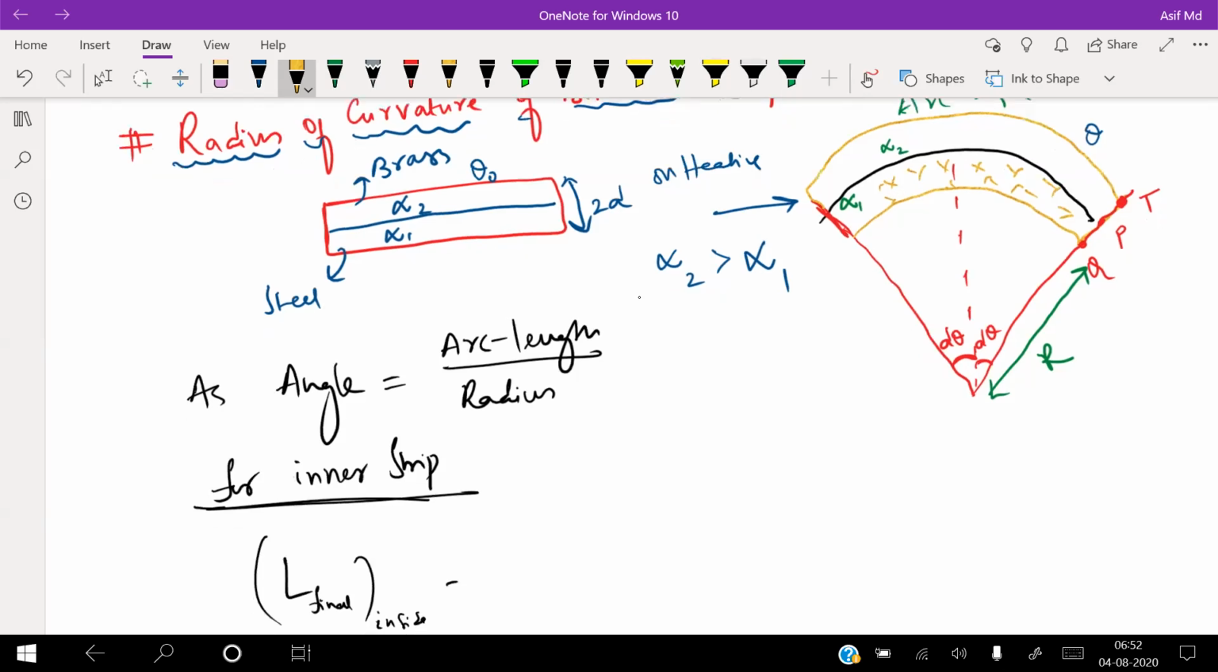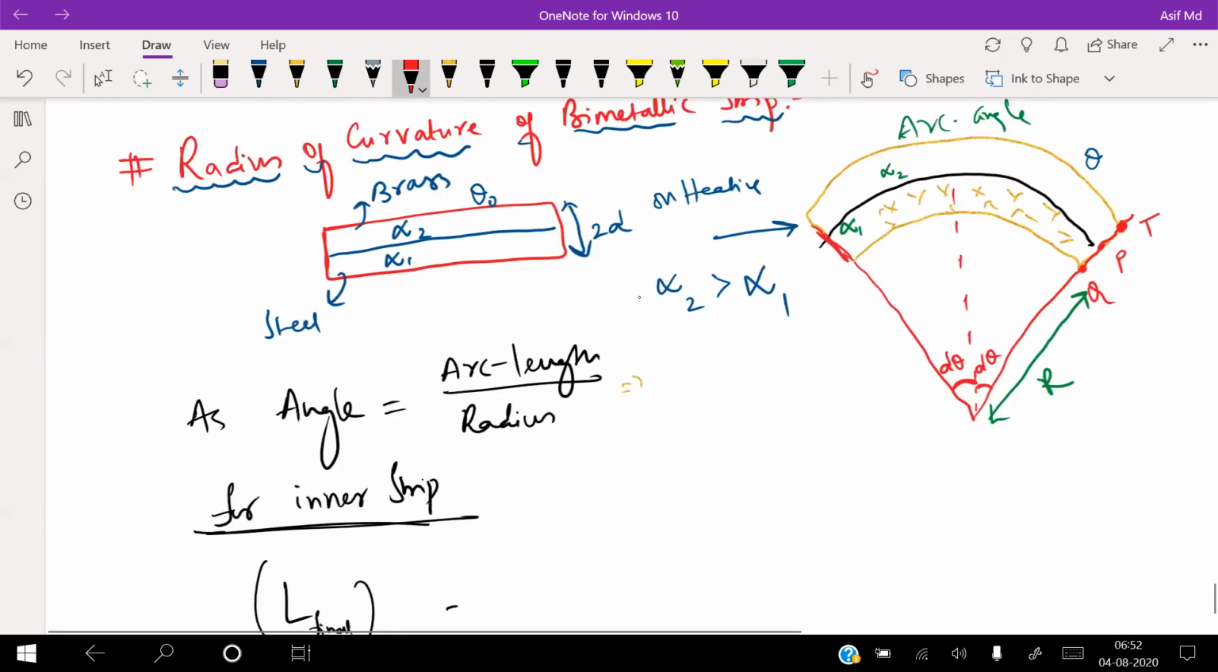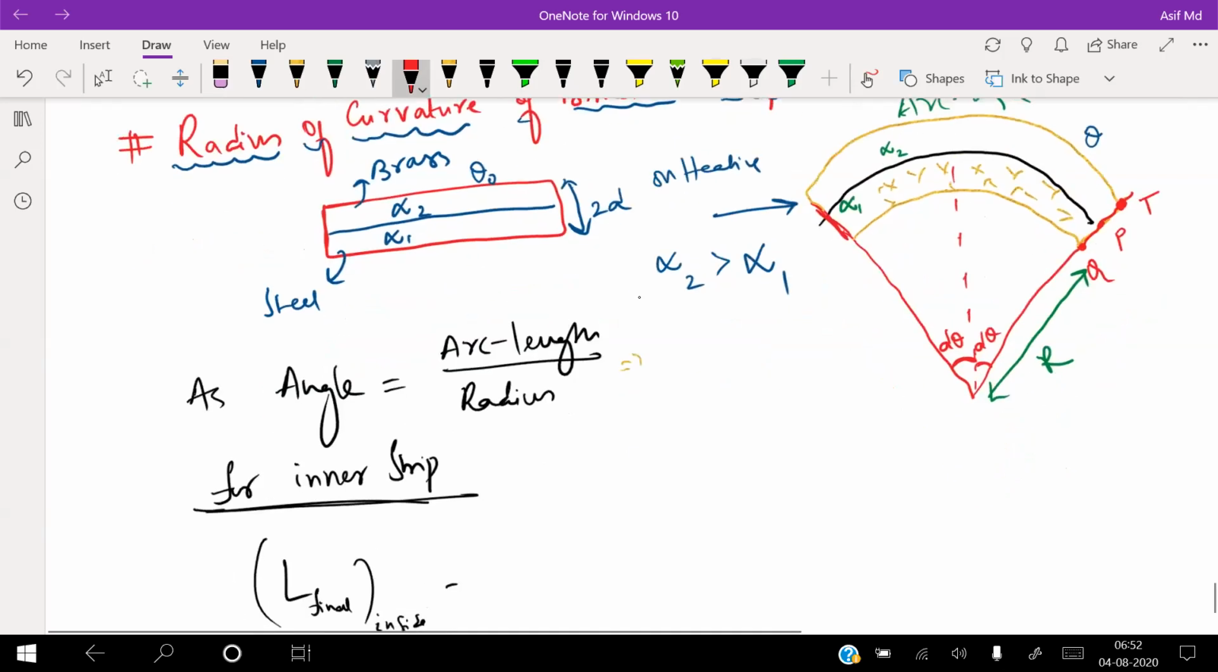Isn't it? See, arc length will be equal to how much? Arc length is equals to angle into radius. From this one, you see, yes, sir. So from this one, if I'm writing the arc length means this one only, na? This is your arc, angle into radius. Isn't it? So arc length is equals to angle into radius.